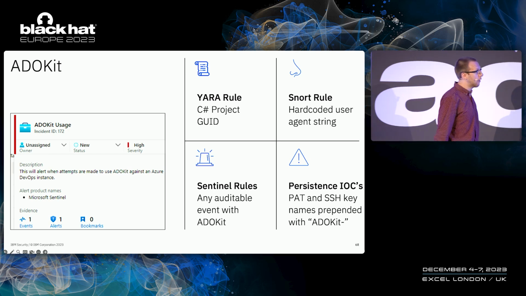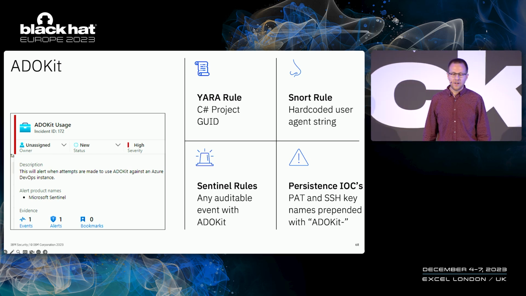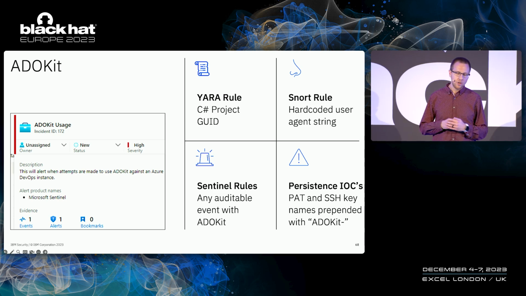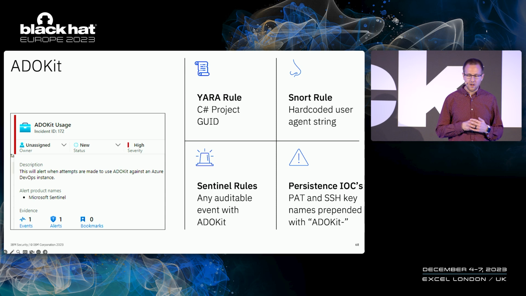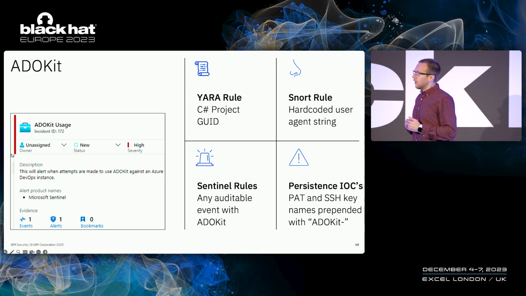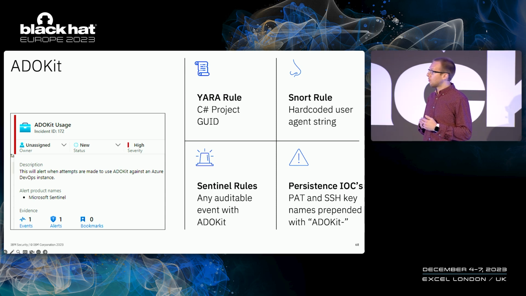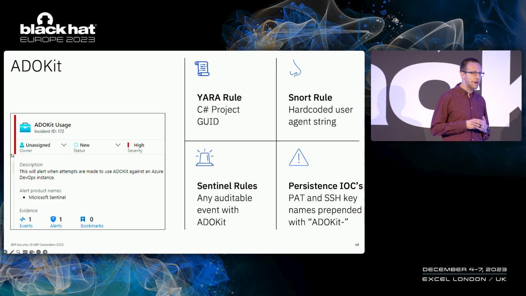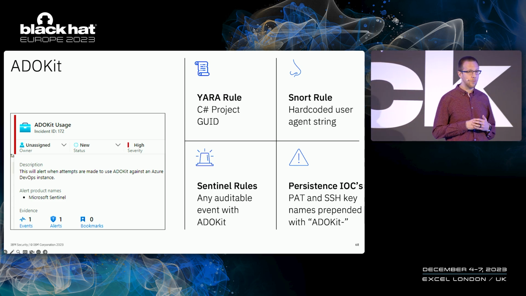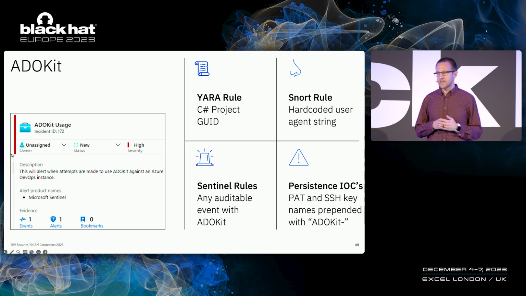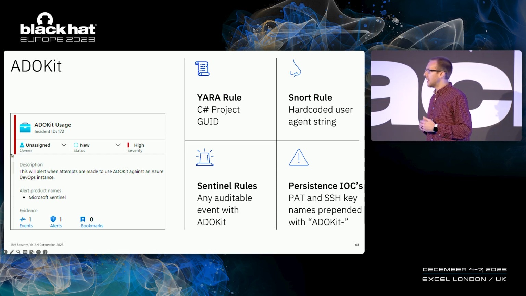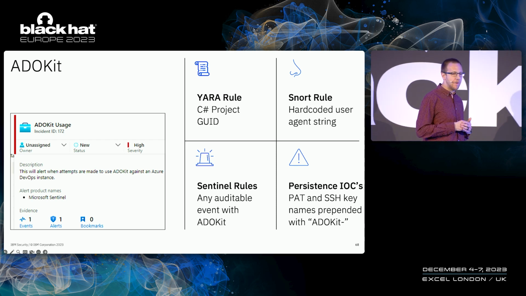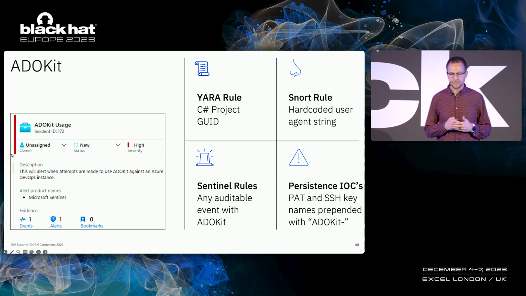With ADOKit, for use in its default state, I've got a YARA rule based on the C# project GUID. I've also got a Snort rule because I use a hard-coded user agent string for the different requests. I've also got some Sentinel rules on the repository that will detect when any auditable event is conducted with ADOKit. And I've also got some persistence IOCs added because for any PAT or SSH key that is created, the name is prepended with ADOKit dash.